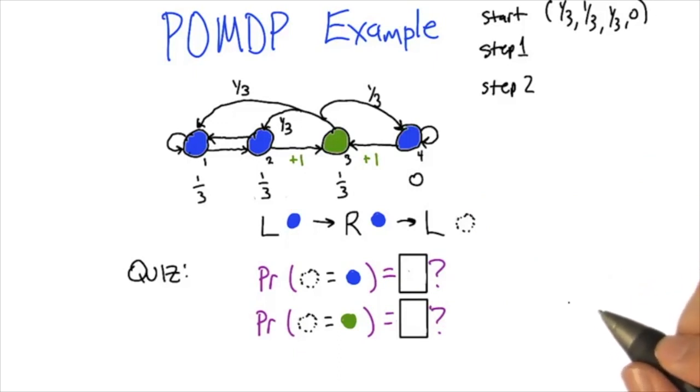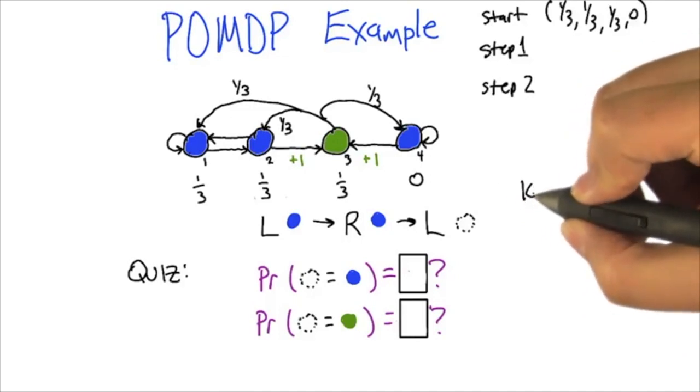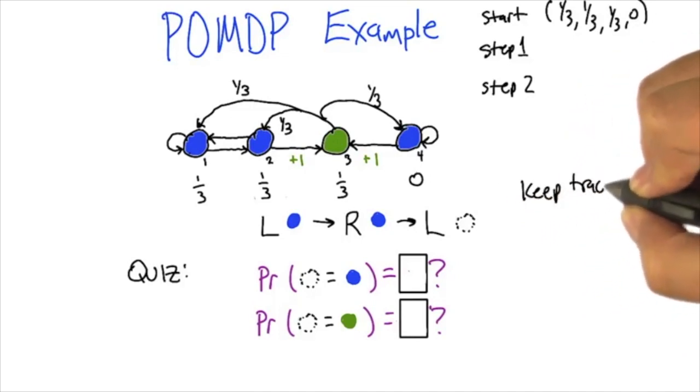Okay. So how can we figure this out? Well, instead of keeping track of the states that we could be in, we could keep track of the probability that we were in each of those states, because you're kind of representing the start as probabilities.